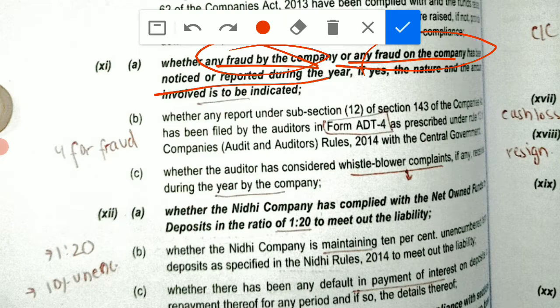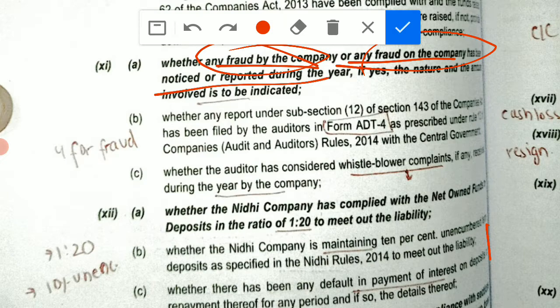So they are saying that if there is any fraud involved, whether it has been filed in form number ADT4 or not, because if you have noticed any fraud, as an auditor, it is your responsibility to report it in form number ADT4. Okay, so this you have to check, whether you have properly reported it or not, and whether the auditor has considered whistleblower complaints, if any, received during the year by the company.